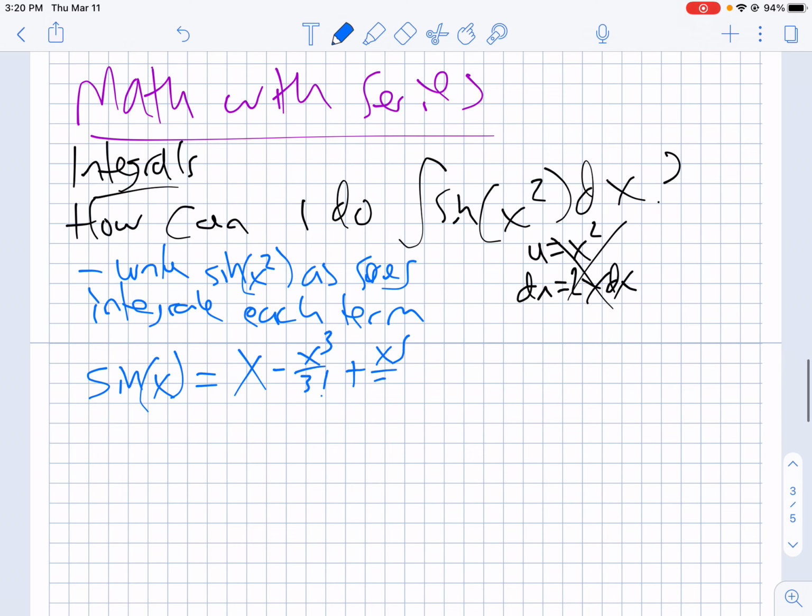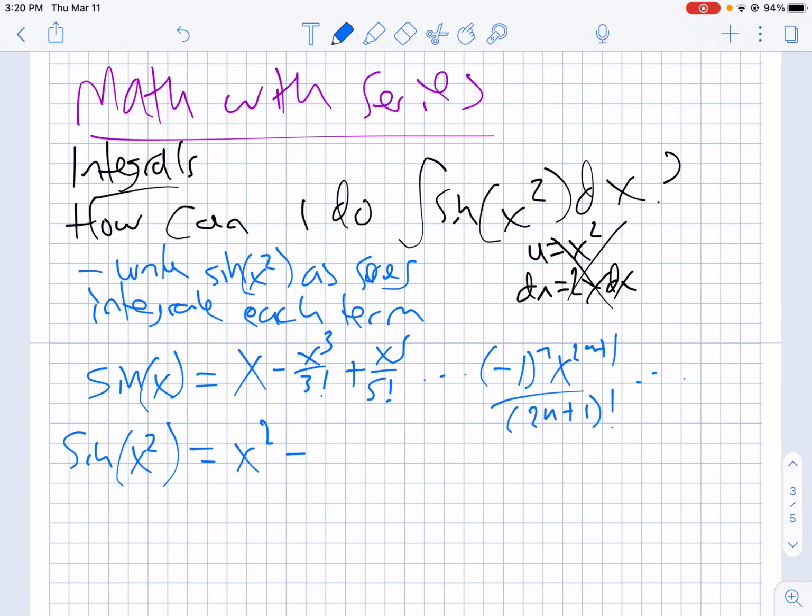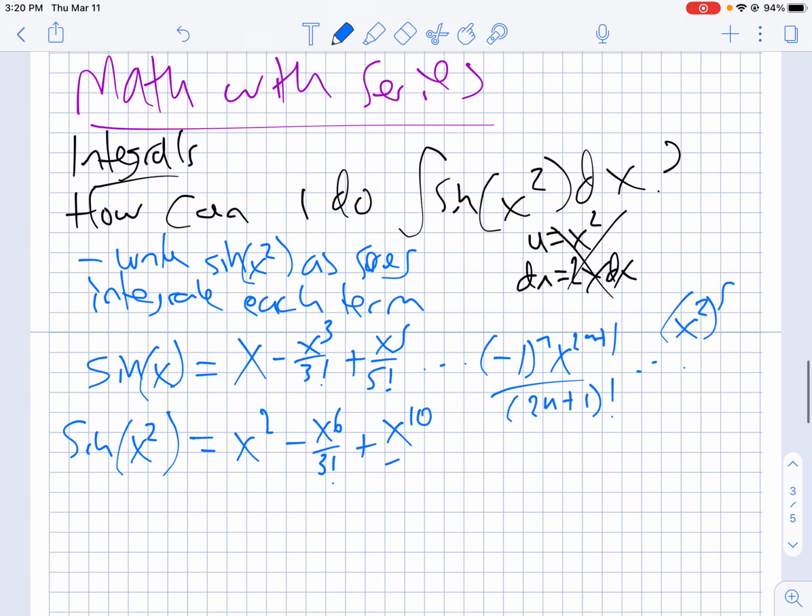x to the fifth over 5 factorial. And then it alternates, and it's the odd power terms, and the factorial matches the power. So what that means is when I take sine of x squared, I replace all the x's with x squared. Like in the last video, we have x squared minus x to the 6 over 3 factorial plus x squared to the 5th power, multiply those, that's x to the 10 over 5 factorial.